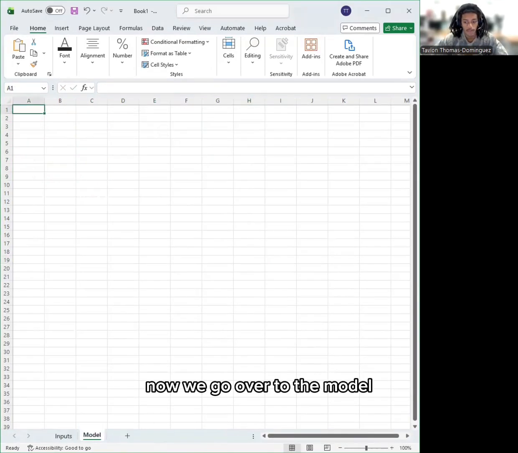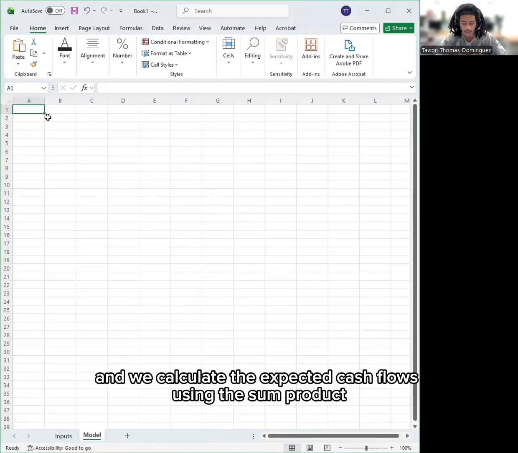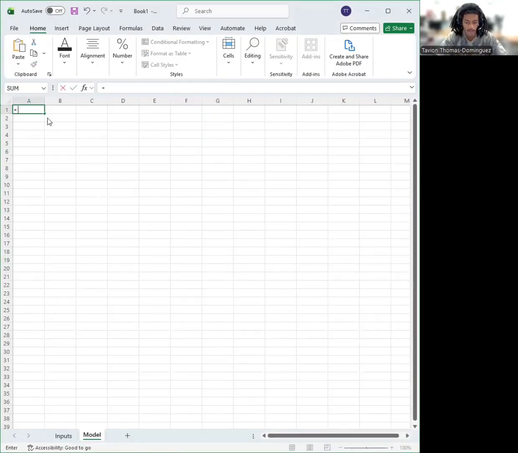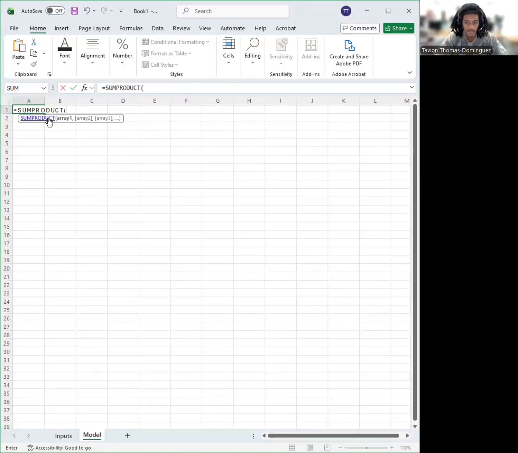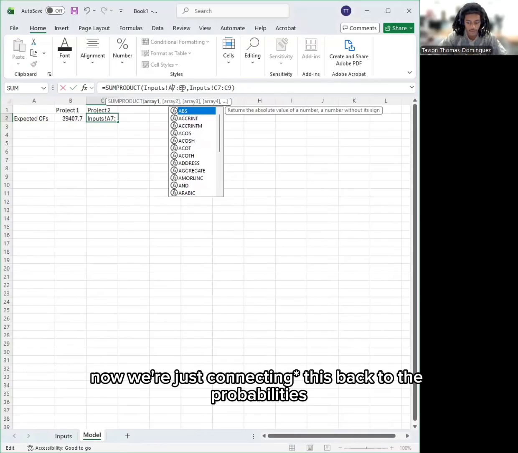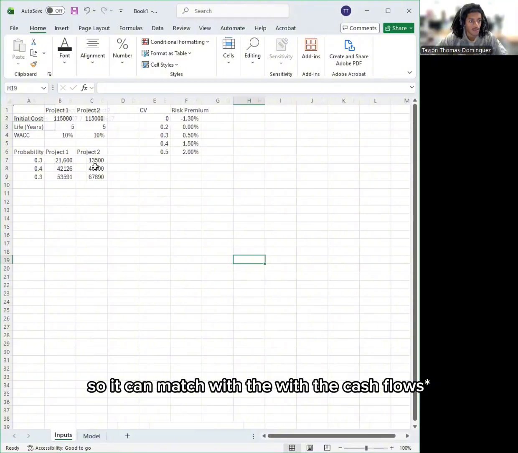Now we go over to the model sheet, and we calculate the expected cash flows using the SUMPRODUCT. Because the outcomes have different probabilities, just changing this back to the probabilities so it can match with the outcomes.